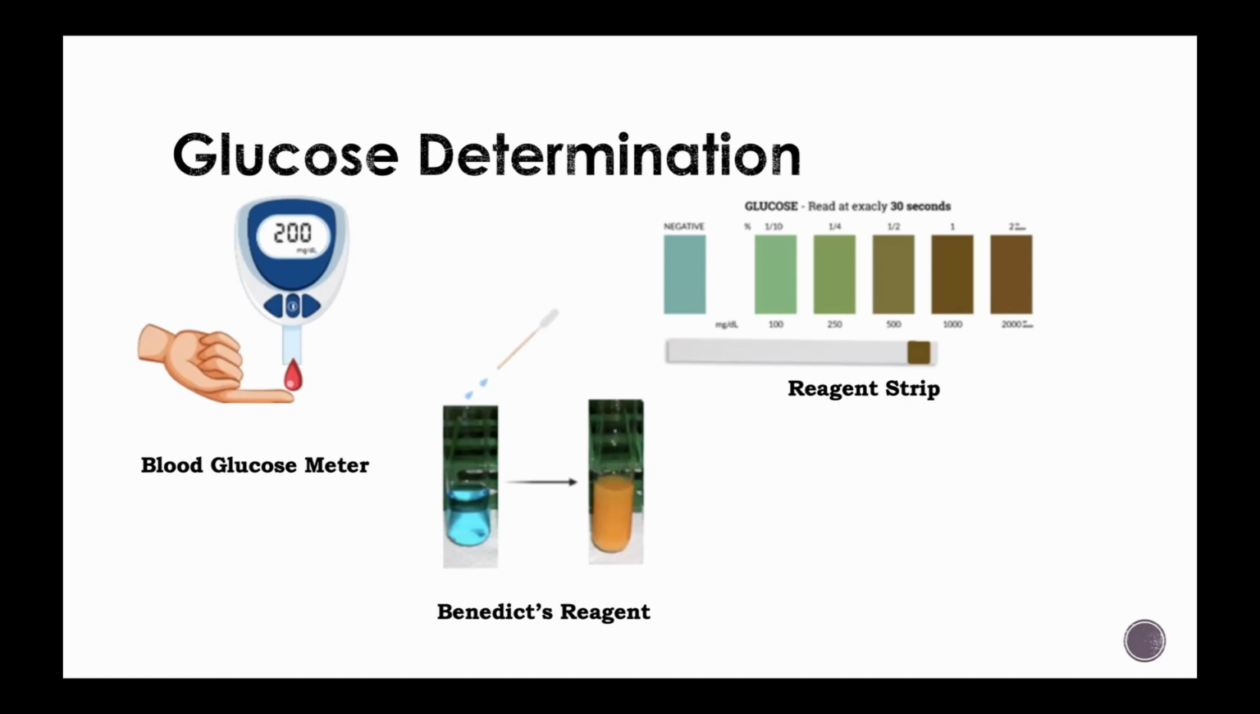The results here show it went from light blue to a cloudy orange. This reading indicates that there is about 2,000 milligrams per deciliter, which is way over what normal glucose levels in urine should be.